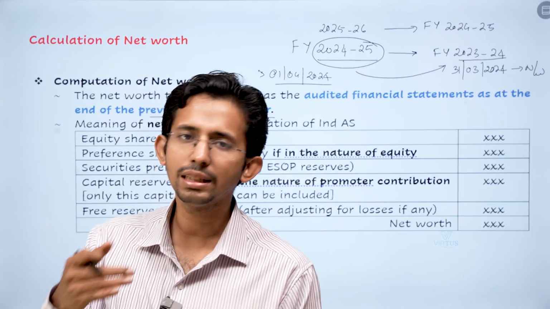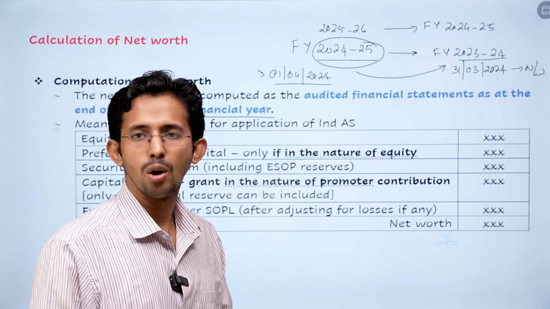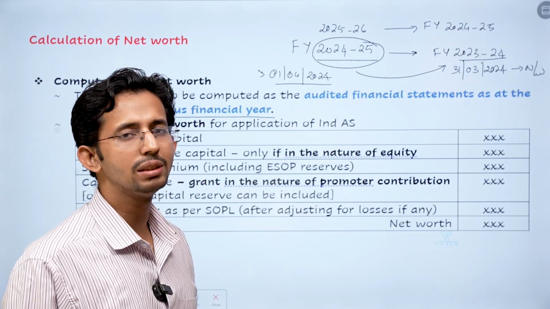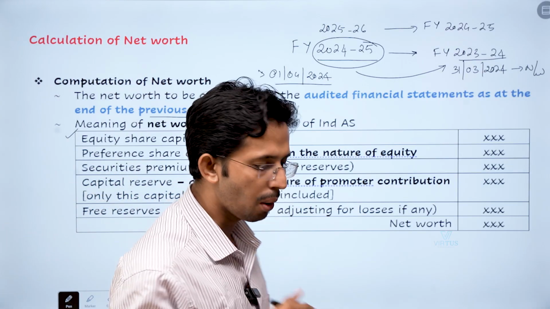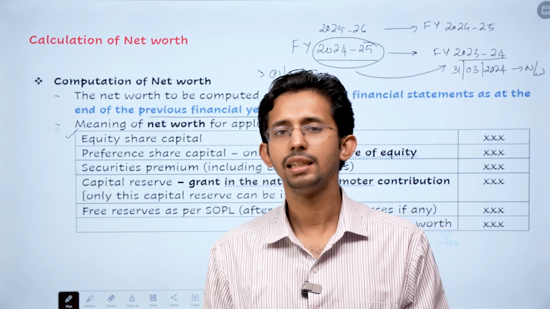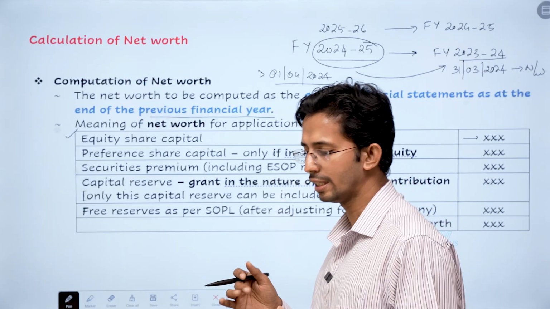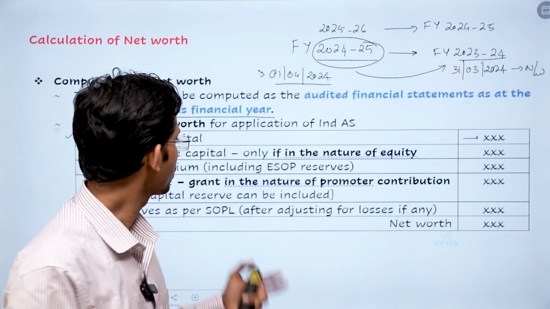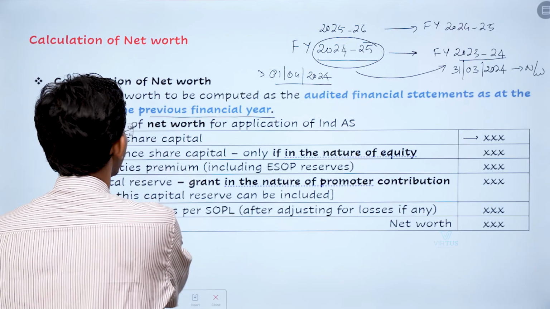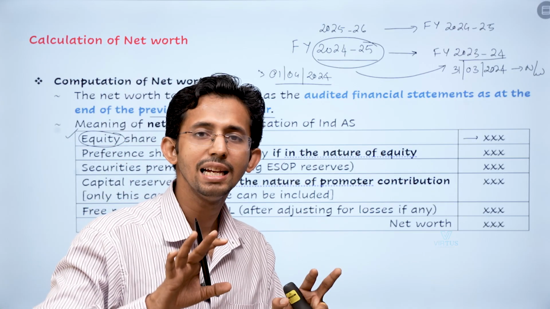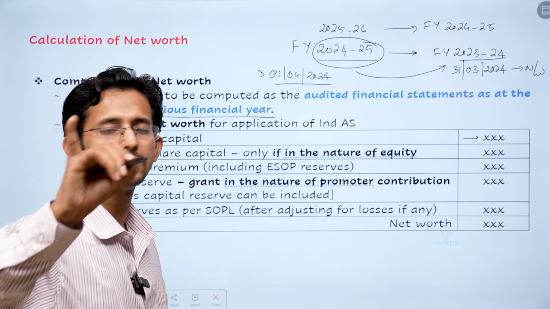Now, having got the audited financial statements for the previous year, how do you compute the net worth? What is the method in which you have to compute it? For that, you have a table over here, with the components that you have to consider while computing the net worth. The first component is the equity share capital. Of course, every audited financial statement will have the equity share capital. Here you have to consider equity share capital only. I'm not talking about the preference share capital here. So consider only the equity share capital. That is point number one.